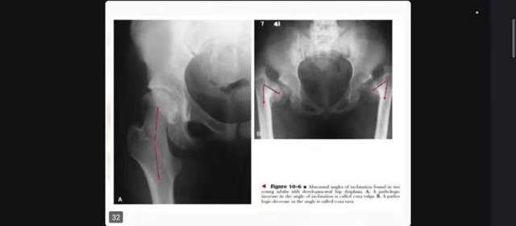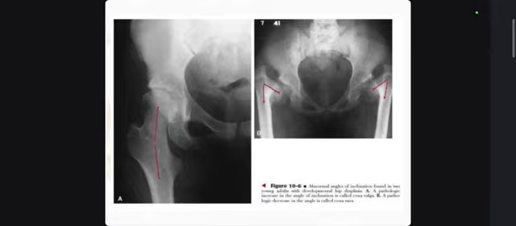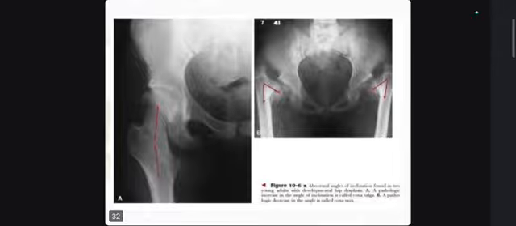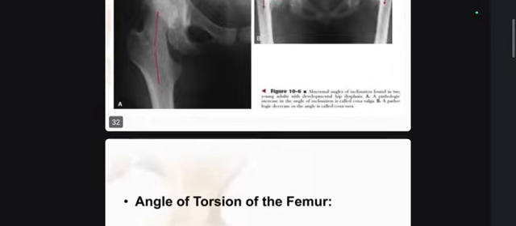The first image shows an abnormal pathological increase in the angle of inclination, called coxa valga. The second image shows a pathological decrease in the angle, called coxa vara.